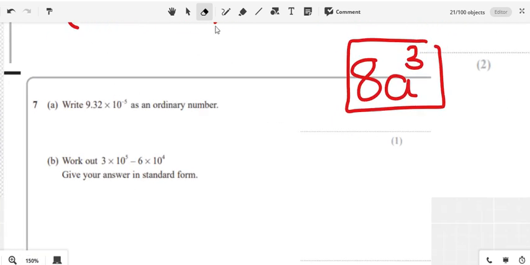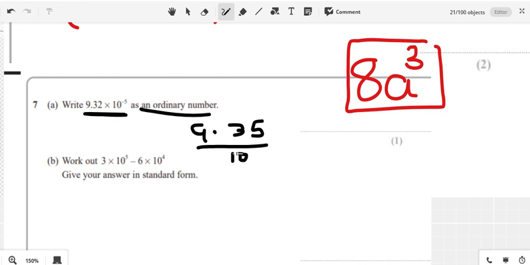150. In this question they're saying write 9.32 times 10 to the power of negative 5 as an ordinary number. So what we will do, its power is negative, we will make its power positive, so we will bring this 10 to the power of negative 5 down. When you bring it down, that becomes positive 5, 10 power 5.